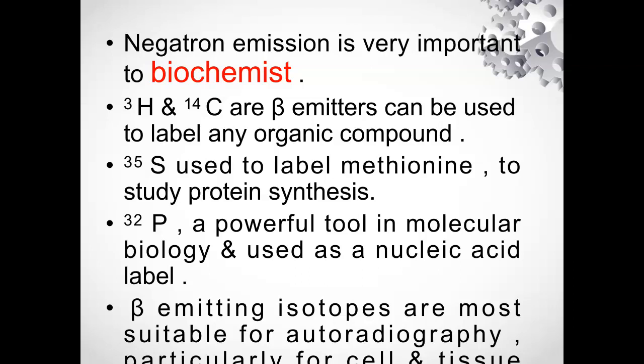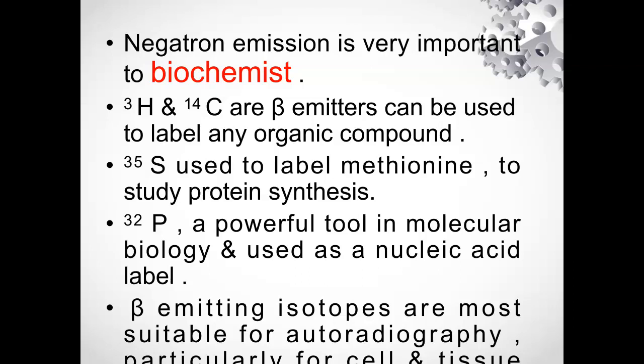We have H3, which is tritium, an isotope of hydrogen, and we have carbon-14. They are beta emitters and can be used to label any organic compound. So we can label glucose, fatty acids, and nucleic acids. Sulfur-35 is used to label methionine, an amino acid found in protein, and it is used to study protein synthesis. We have P32, which is a powerful tool in molecular biology and used as a nucleic acid label.